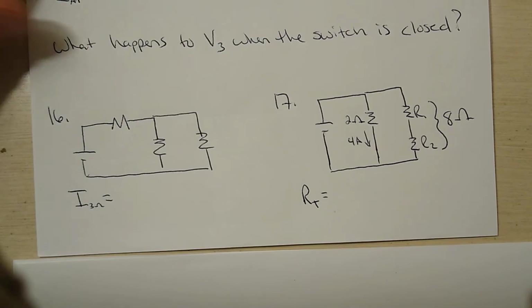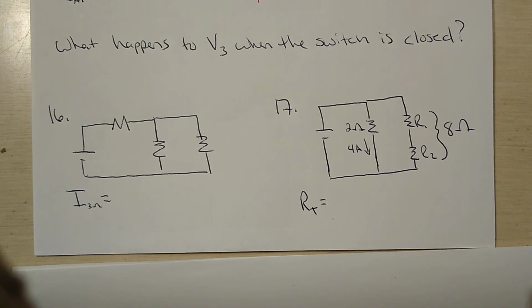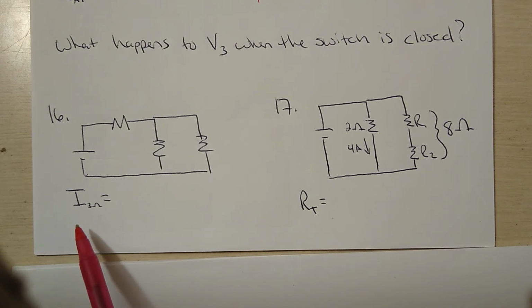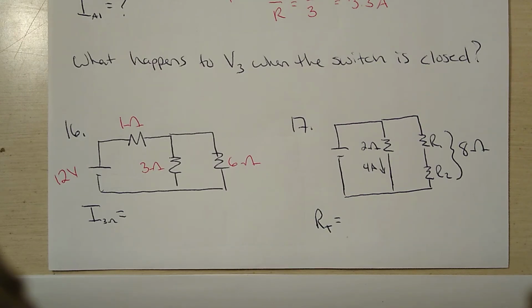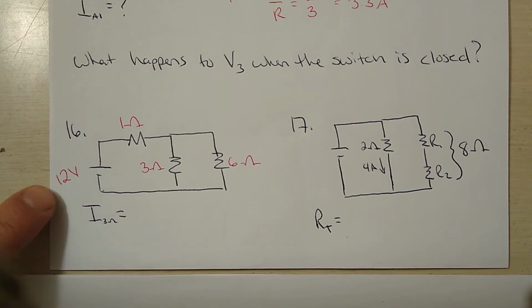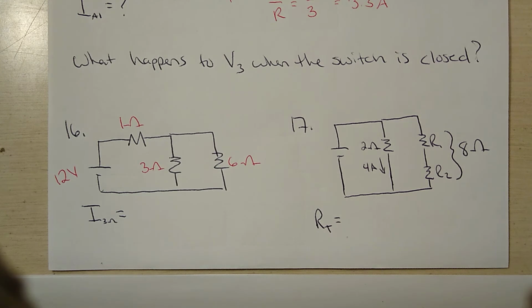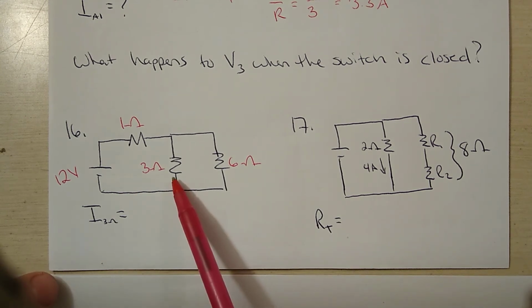Lastly, let's take a look at 16 and 17. I want to know what is the I in the 3 ohm resistor. All right, got a little ahead of myself and didn't put in enough information. So we have 12 volts, 1, 3, and 6 ohm resistors. We want to know what is the current going through this 3 ohm resistor.